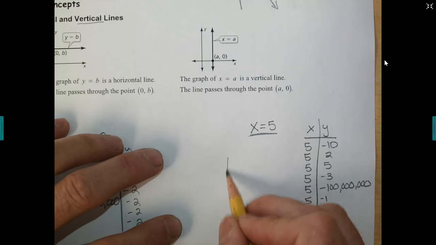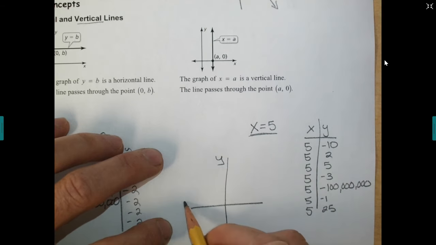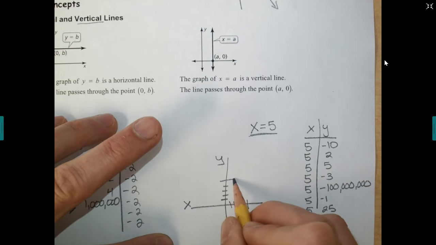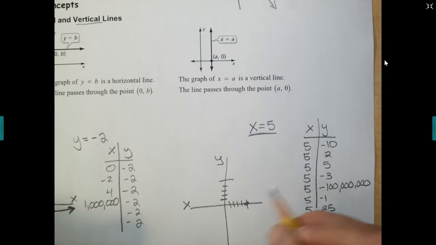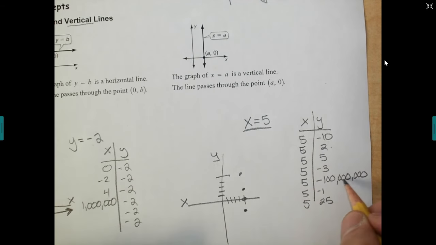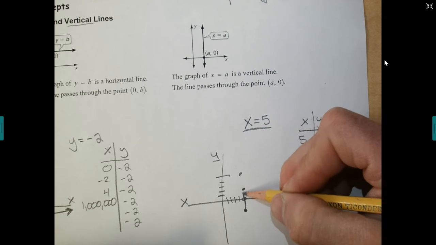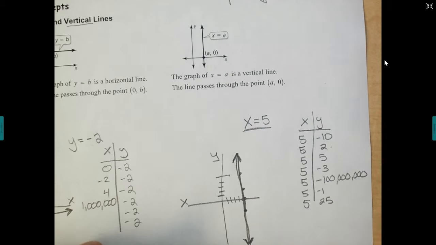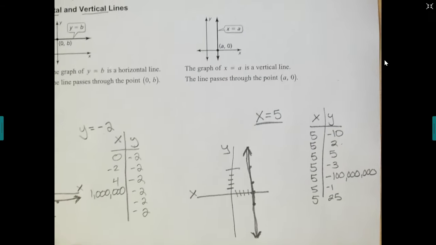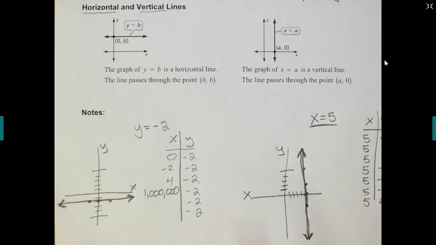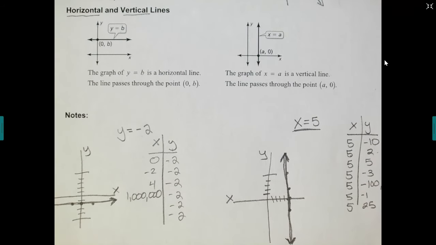And what does that look like when I draw that out? Well, my y-axis, my x-axis. Well, x equals 5. What about for 2? (5, 2), (5, 5), (5, negative 3), (5, negative 100 million). There it is. That's my line. No matter what, my x value is 5. So it's a vertical line. These horizontal and vertical lines cause people a lot of trouble, so whatever it takes to remember that, remember that.